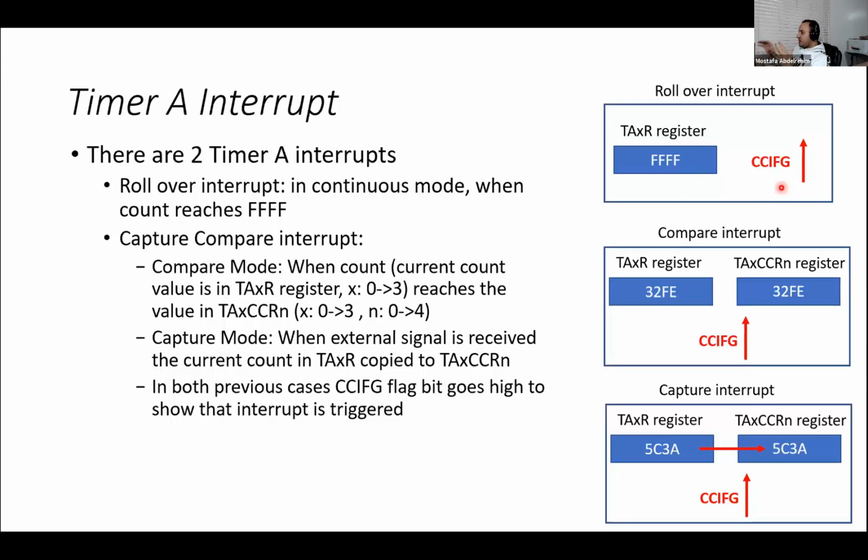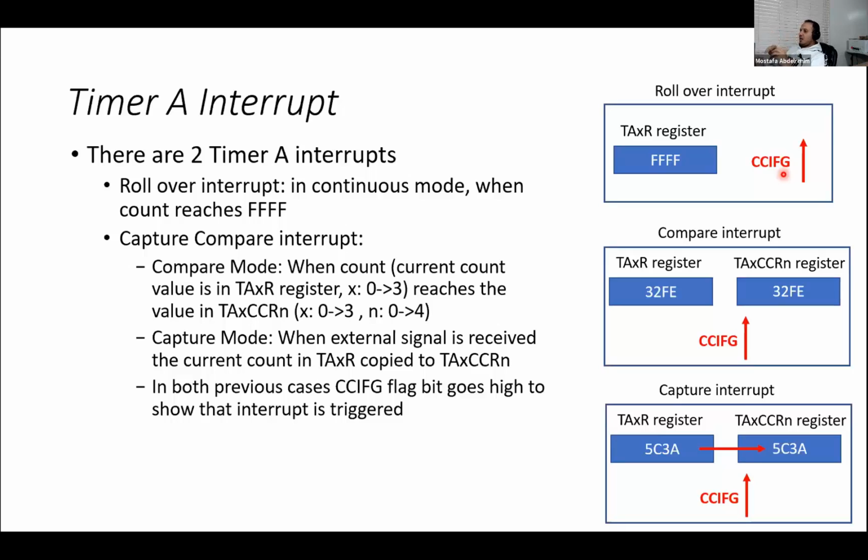Another register has a bit called CCIFG, the interrupt flag. CC means capture and compare. We will go into it in a minute. CCIFG is the name of the bit which turns from 0 to 1 whenever an interrupt triggers. Okay.